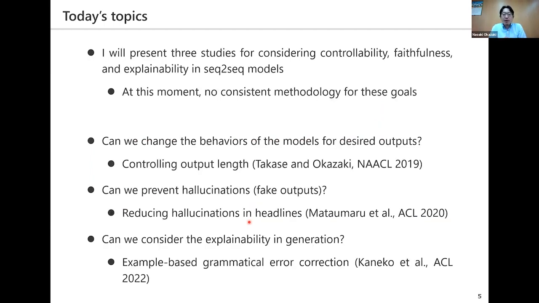So in this talk, I will present 3 studies for considering controllability, faithfulness, and explainability in natural language generation. At this moment, we have not arrived at a state where we have established consistent methodologies for these goals. Instead, I will explain 3 studies briefly to present our work for natural language generation. The first part is related to the controllability of language generation, or can we change the behavior of the model for desired output? The second part is related to faithfulness of language generation, or can we prevent hallucination or fake output? The last part presents example-based grammatical error correction as an approach for explainability in generation.